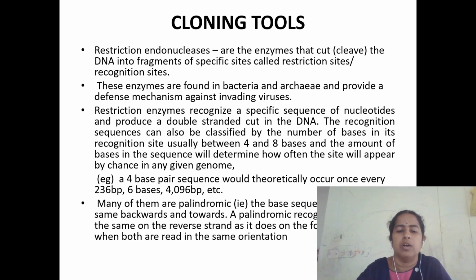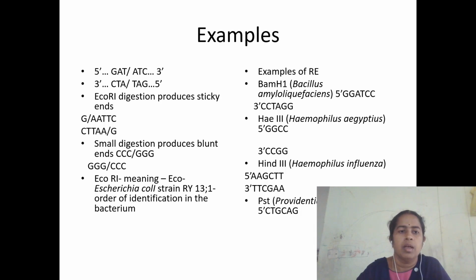Many of them are palindromic, that is, the sequence reads the same backwards and forwards. The palindromic recognition sites read the same on the reverse strand as they do in the forward strand also. Both read the same but in different orientation. For example, GAT, ATC. These are some examples of palindromic sequences.